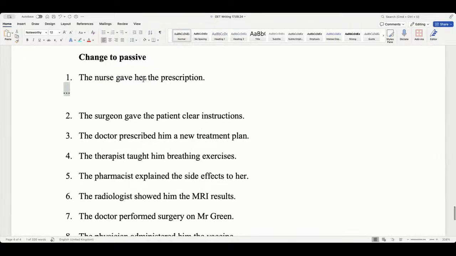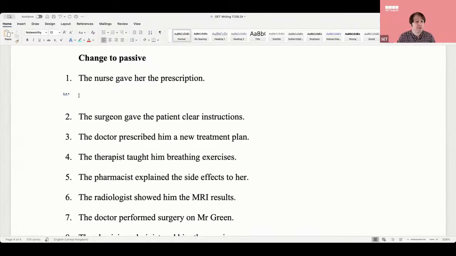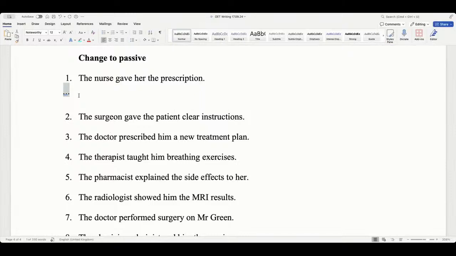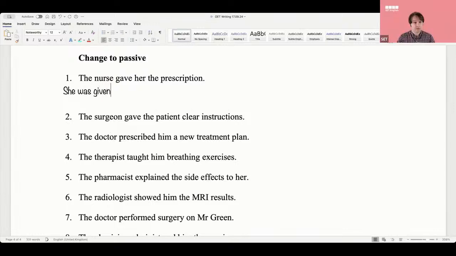The nurse gave her the prescription. Okay, so can you change? She was given the prescription, or a prescription was given to her. Is this correct, guys? Everyone, is this correct? Yes.